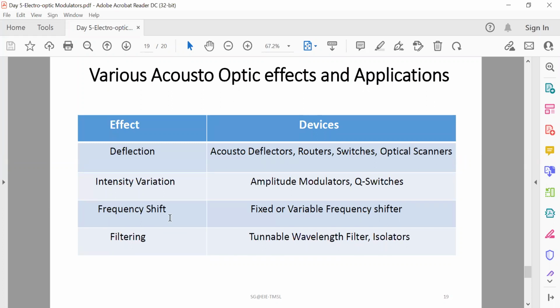Fourth is filtering. Here wavelength selection can be carried out with large spectral band sources, because only one wavelength will match the condition. This condition is implemented to make devices called tunable wavelength filters or isolators.